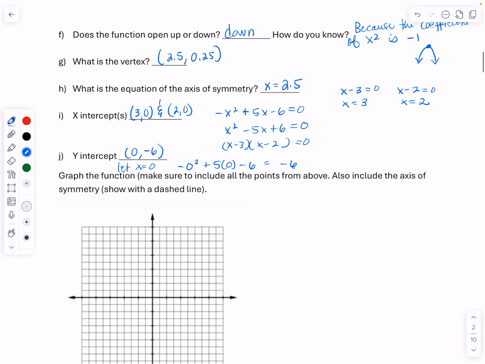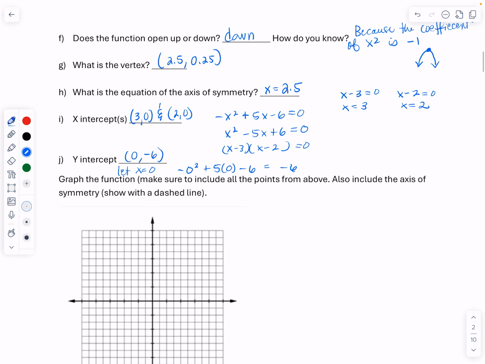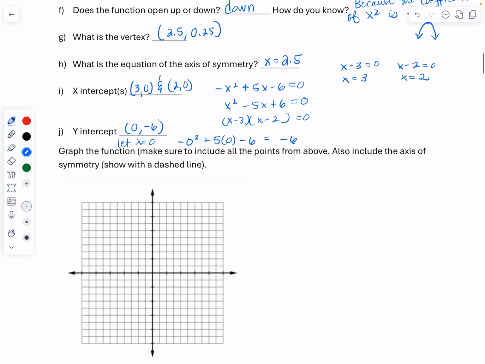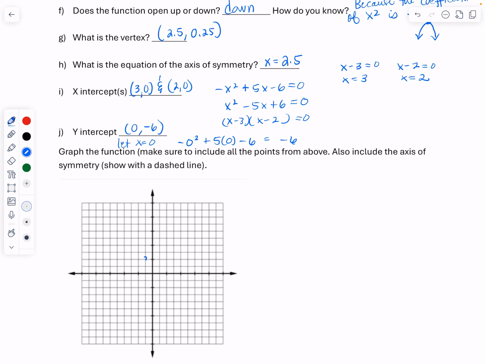Now I have to plot all this. Since I only go up to 6, or down to 6 I should say, I'm going to go by units of 2. So 2, 4, 6, 8, 10, and in the other direction. And after I get this right now, I have to just add on those negative signs. So let me get that done.